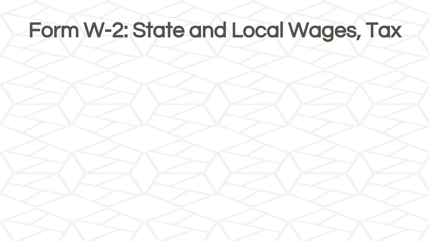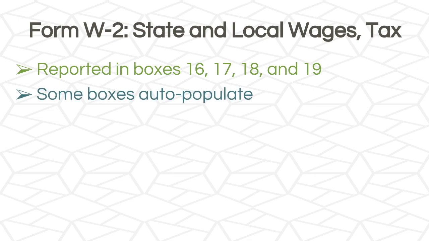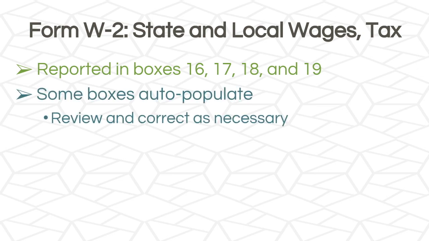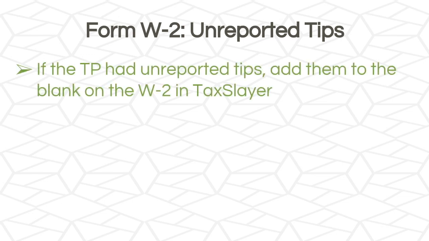So also on the W-2, we have a space for state and local wages and tax withheld if applicable. These are reported in boxes 16 through 19. Now, some of these boxes do auto-populate, so again, we just want to review and correct as necessary. Now let's talk about another part of the W-2 within the tax software that's not actually on the taxpayer's paper copy of their W-2. So this is unreported tips.